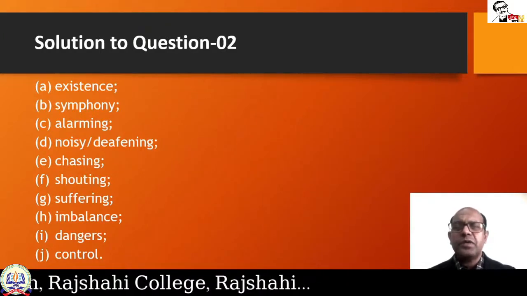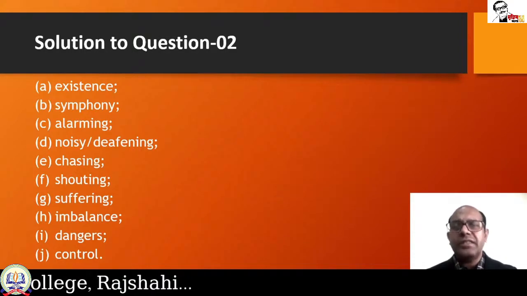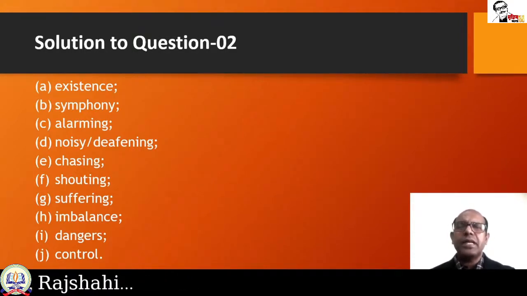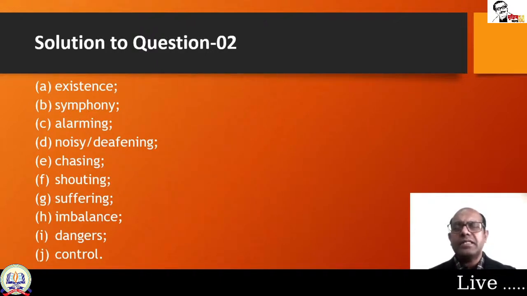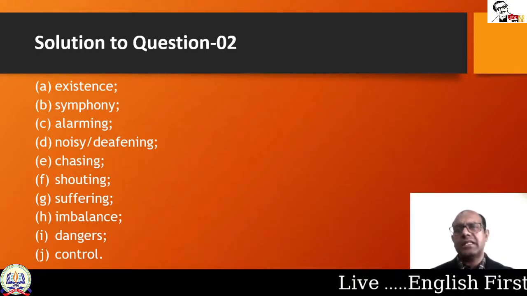For gap F, shouting is the correct answer. For gap G, suffering is the correct answer. For gap H, imbalance is the correct answer. For gap I, dangers is the correct answer. And for gap J, control is the correct answer.